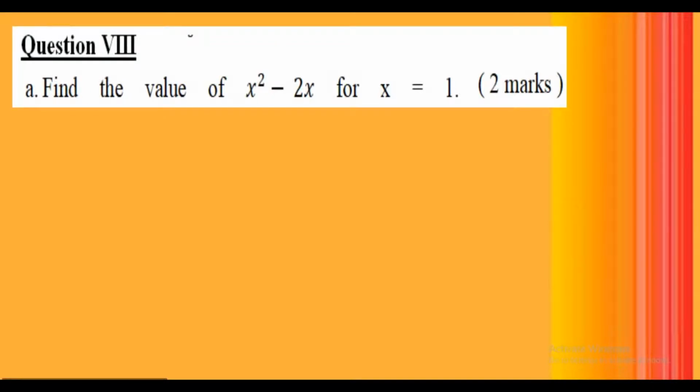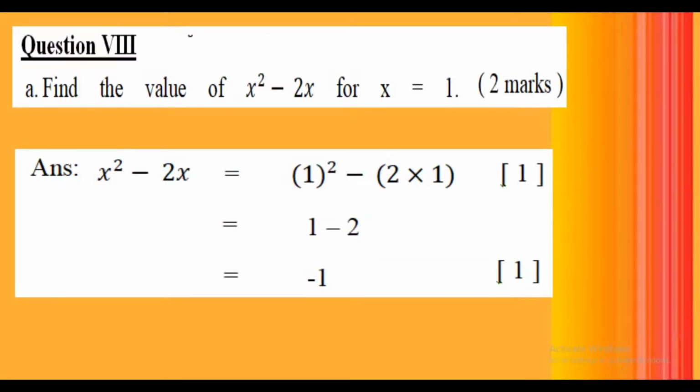Let's move to the next question. Find the value of x square minus 2x for x equal to 1. We have to substitute the value of x in x square minus 2x. This question carries 2 marks. 1 mark goes for the substitution. Look at the first step. We just substitute the value for x. It is 1 square minus 2 into 1. In the next step, we find the answer: 1 square is 1, minus 2 into 1 is 2. 1 minus 2 is minus 1. For the answer, it carries 1 mark. So, a total of 2 marks.